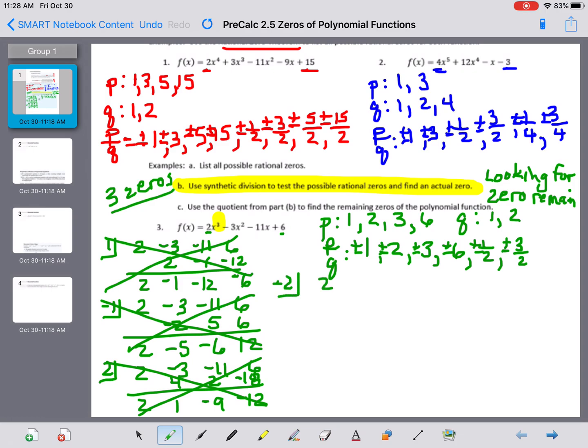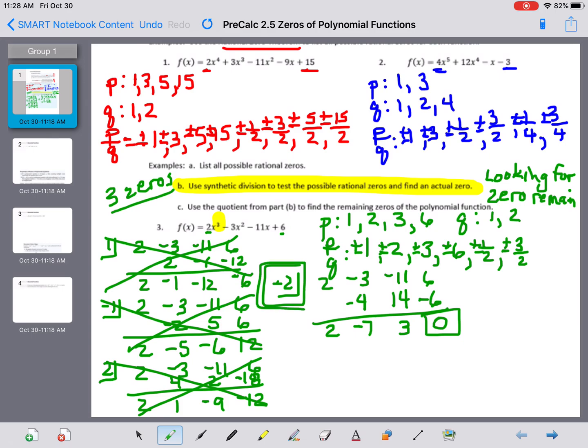So -2, 2, -3, -11, 6. Bring down a 2. Times -2 is -4. That gives me -7 times -2 is 14. With a negative 11 makes 3 times negative 2 is negative 6. Ding, ding, ding, we found one. Because I get 0 here, that's what I was looking for, I have found a root. So negative 2 is one of my roots. It's one of my zeros, okay?